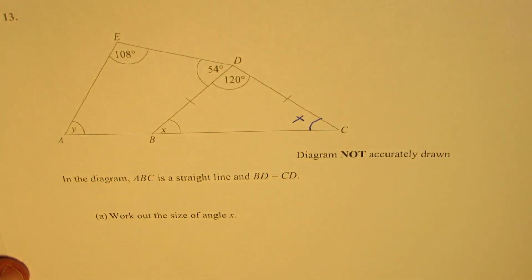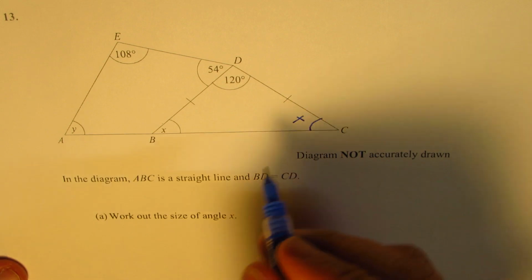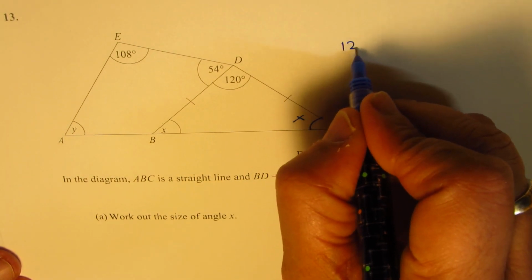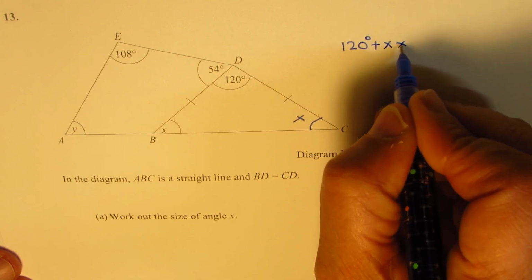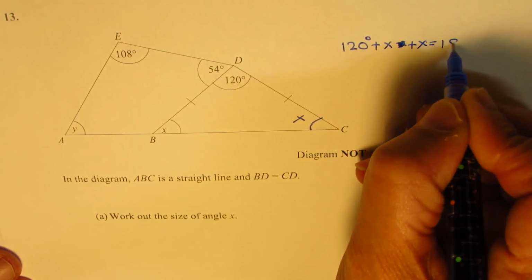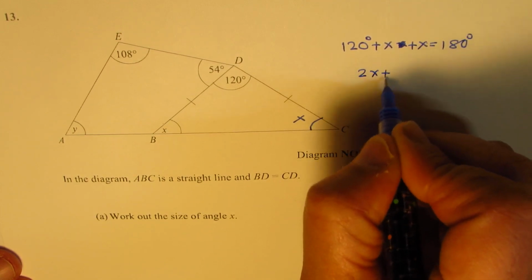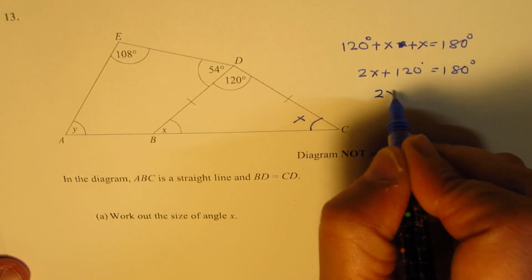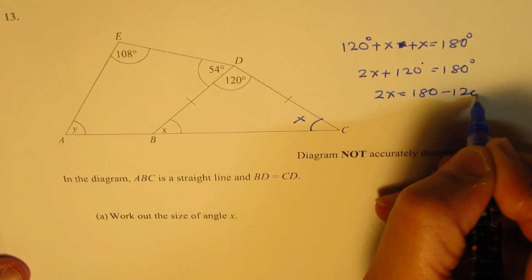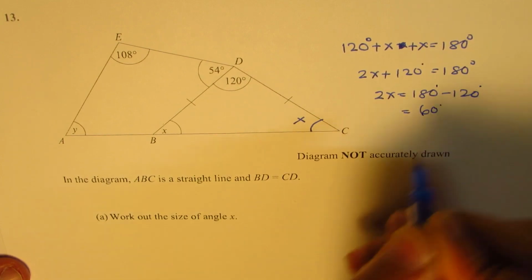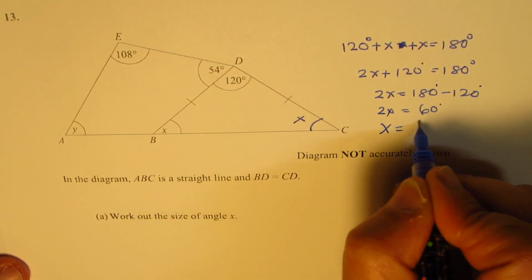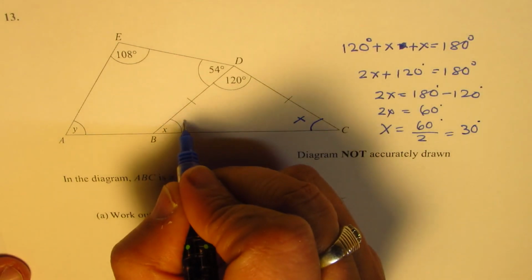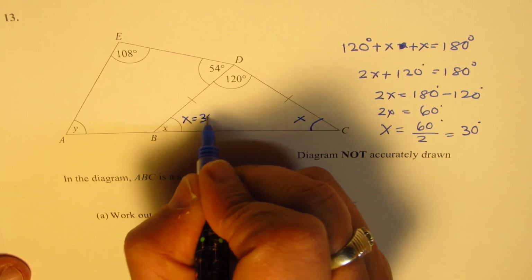So in this particular triangle, we know that these two will be x, and therefore we can write 120 degrees plus x plus x is equal to 180 degrees. So 2x plus 120 degrees is equal to 180 degrees, or we can say 2x is 180 minus 120, which is 60, correct? Okay, so x will be 60 divided by 2, which is 30 degrees. So we get the value of x as 30 degrees.